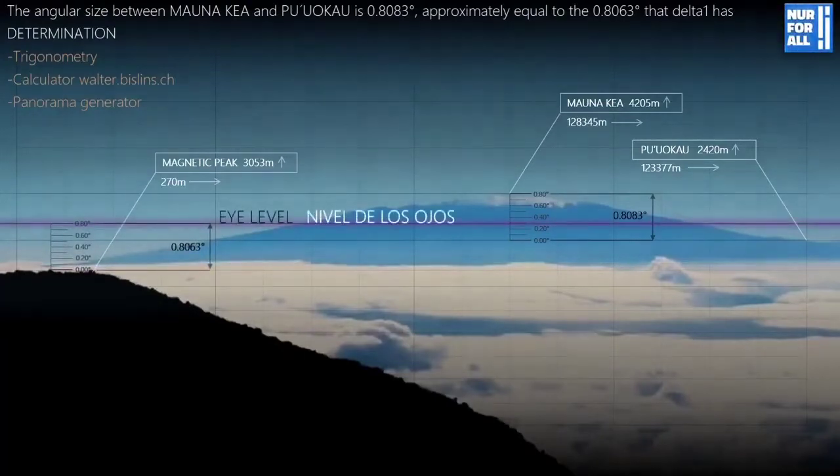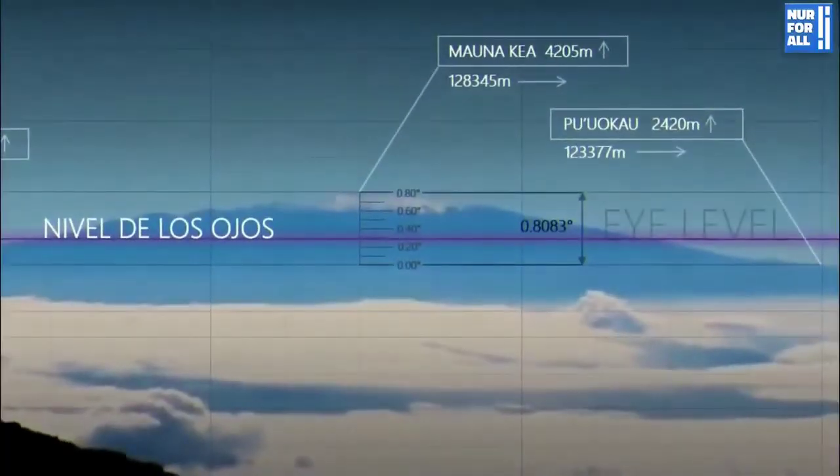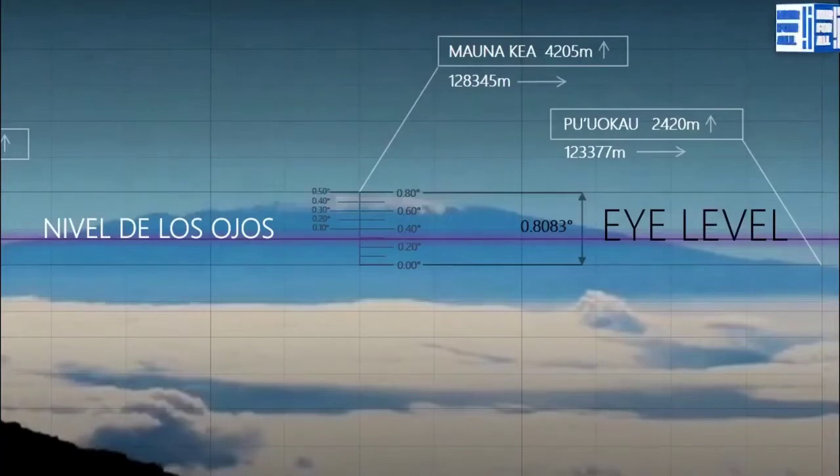And here it is. And as you can see, Mauna Kea is above. Does not fall. There is an angle delta 2 to its top equal to 0.1, 0.2, 0.3, 0.4, and 0.518 degrees, right where you would expect it to be on a flat surface with no curvature.